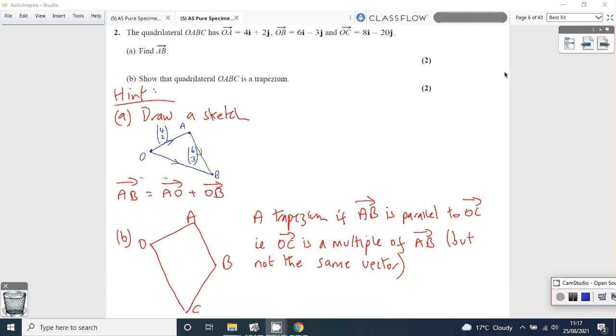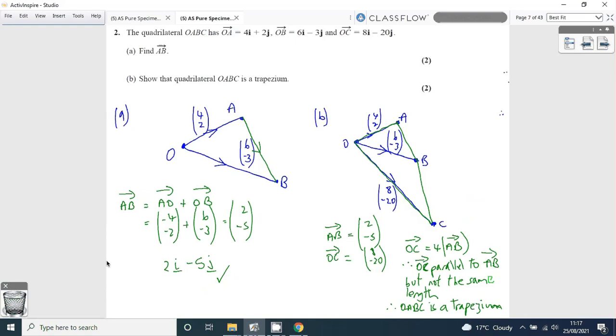So our solution for question 2. We discussed in the hint drawing a sketch. Now, going from A to B, we're going to go A to O, which is going down this vector the wrong way. So that's (-4, -2). And then O to B was our (6, -3). Adding the vectors together, -4 plus 6 is 2, and -2 minus 3 is -5. Now, you could give your answer in column format, but given our question was in ij format, I've given it as 2i minus 5j.